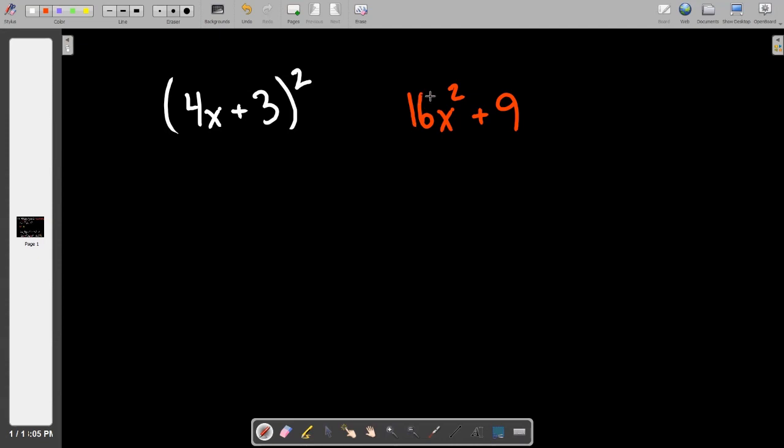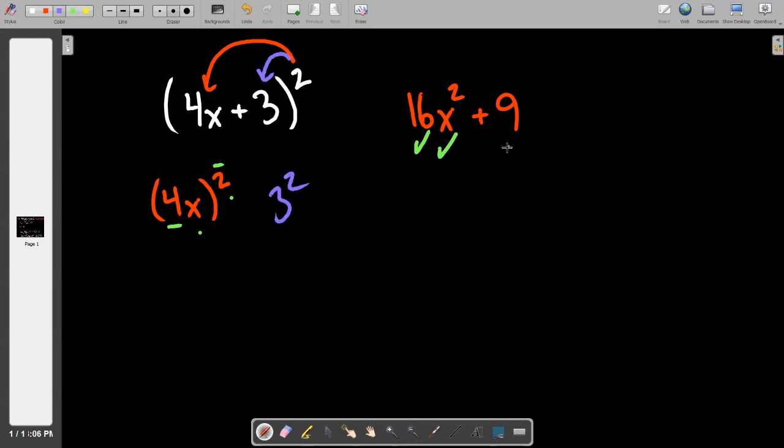First off, you're laughing at me wondering where I got this. If I took the two and I squared this, you shouldn't be complaining about me having a 16x squared, because last I checked, 4 squared is 16 and x squared is x squared. So you shouldn't be mocking me having it. And also, I think you would agree that this 3, if he gets the exponent, that 3 squared is most certainly 9, right?